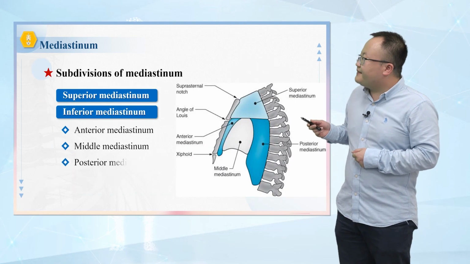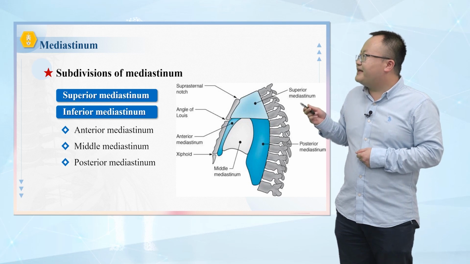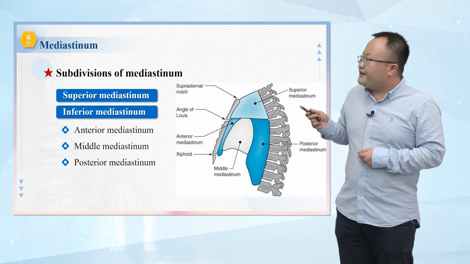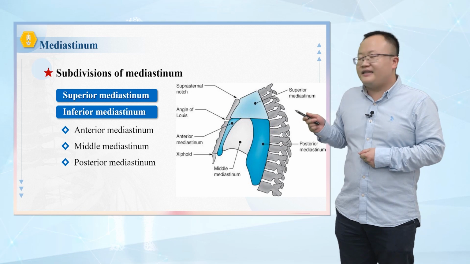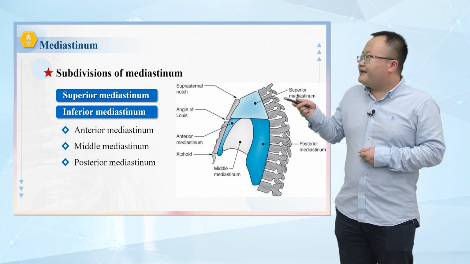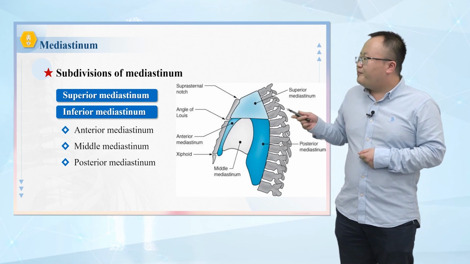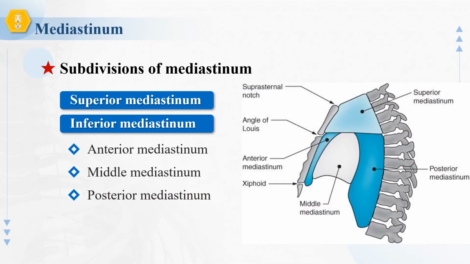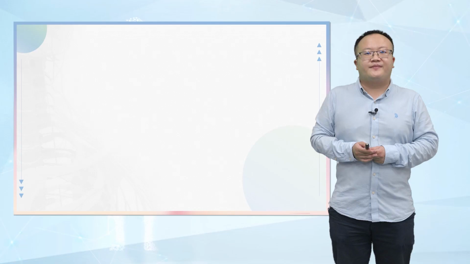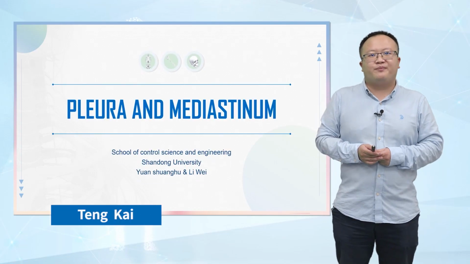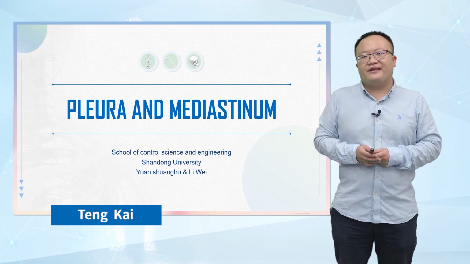This is the section and subdivision of the mediastinum. It can be divided into superior and inferior parts. The inferior can also be divided into anterior, middle, and posterior parts, just as the picture shows. In this section, we talked about pleura and mediastinum.